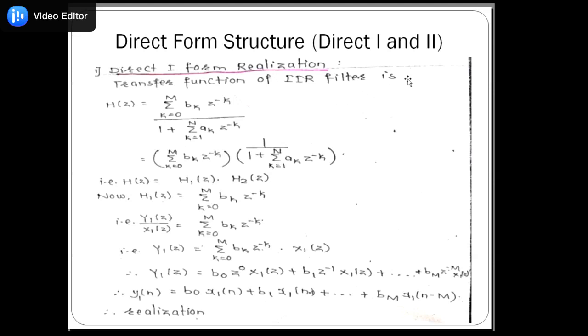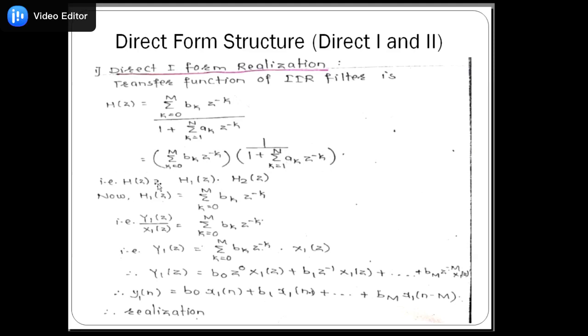The transfer function of an IIR filter is H(z) is equal to summation k equals 0 to M of b_k z to the power minus k divided by 1 plus summation k equals 1 to N of a_k z to the power minus k. Suppose you consider these two terms to provide a structure of the direct 1 form, then you have to write down this equation. Consider the first term, summation k equals 0 to M of b_k multiplied with z to the power minus k, multiplied with 1 divided by this term, that is 1 plus summation k equals 1 to N of a_k z to the power minus k.